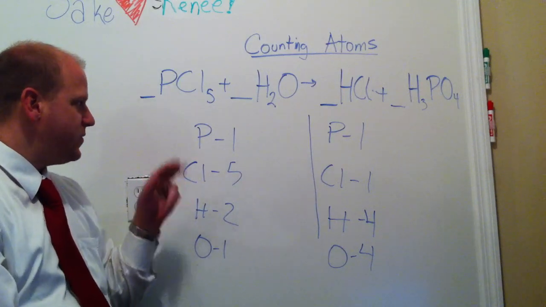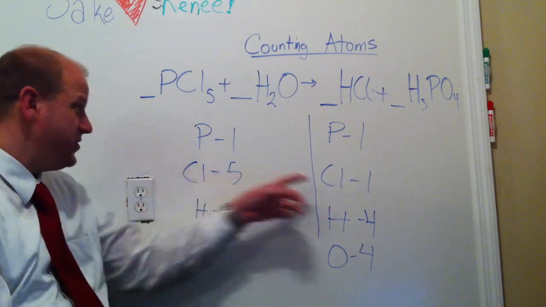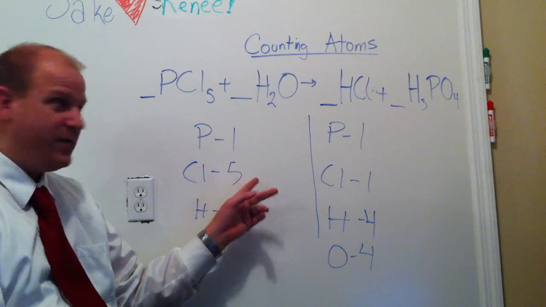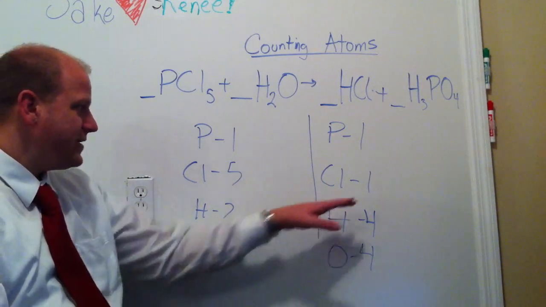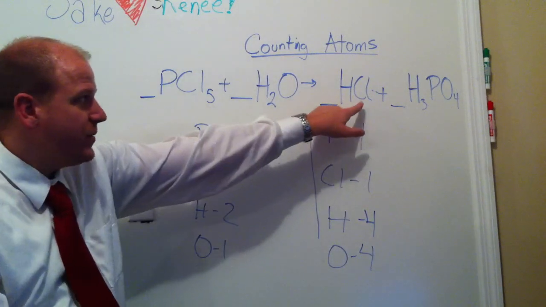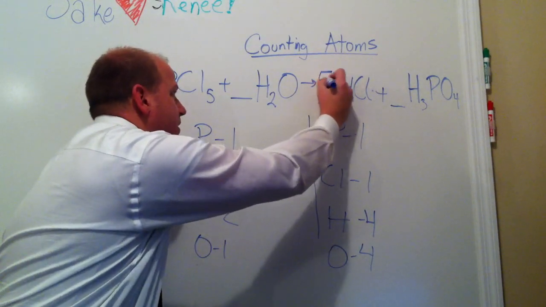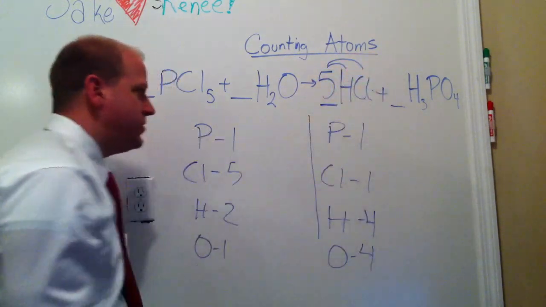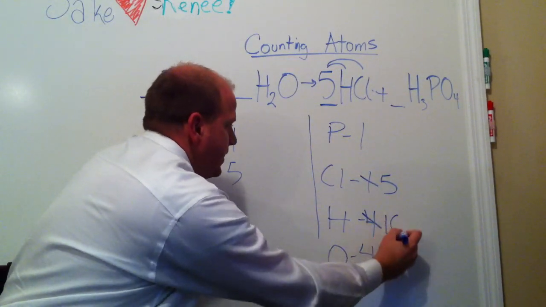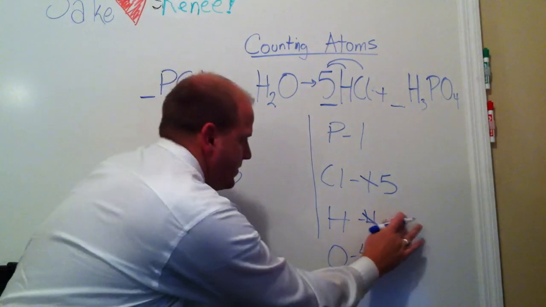So now we're going to start with the easiest one. The easiest one is phosphorus. It's already balanced. So let's go to the next easiest one. It's easy to do ones because all you got to do is multiply by whatever number to get it equal to the other side. Whenever I look at chlorine, I see that I have 1 chlorine on my product side, but I have 5 on my reactant side. So I'm going to look for where my chlorine is. I'm going to multiply it by 5. That 5 is going to change my chlorine to 5, but it's also going to change my hydrogen to 10.